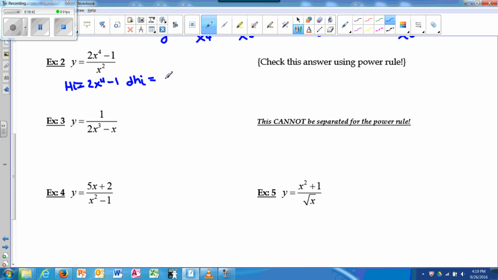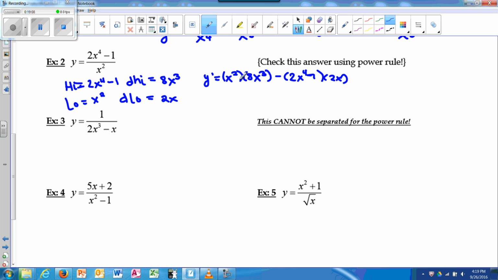Here, my high is 2x to the 4th minus 1. So the derivative of high is 8x cubed. My low is x squared, so the derivative of low is 2x. So my y prime, using our rhyme, is low d high minus high d low over the square of what was below.